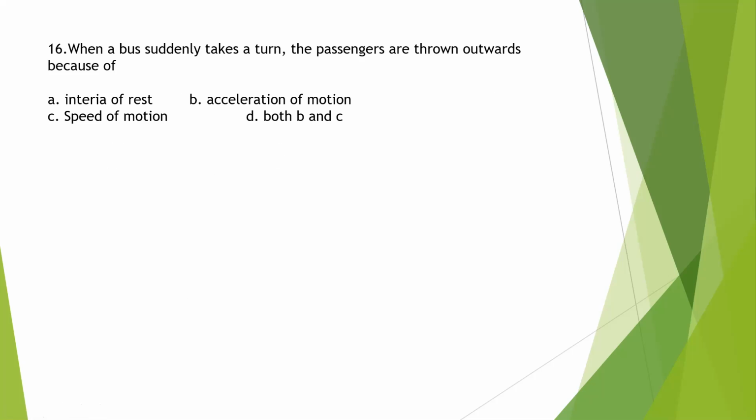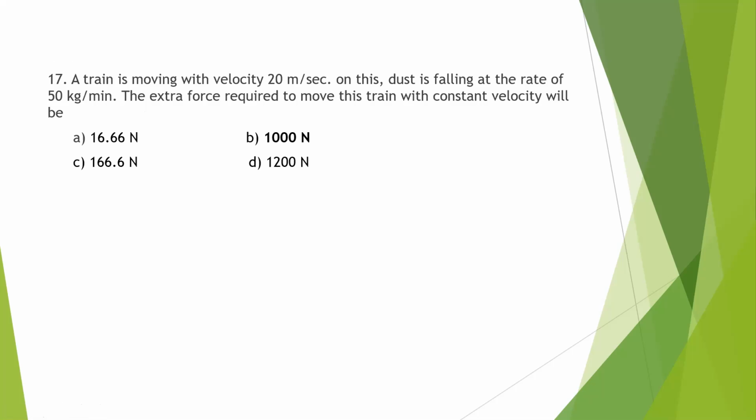Okay. Next question. A train is moving with velocity 20 meter per second. On this, dust is falling at the rate of 50 kg per minute. The extra force required to move this train with constant velocity will be. So here, students, you need to calculate force. So force is equal to mass into acceleration. So the mass they have given is 50 kg per minute and velocity is given as 20 meter per second. So how can we solve it? From here onwards, the numericals will start. Till now we discussed little theory-based type questions.